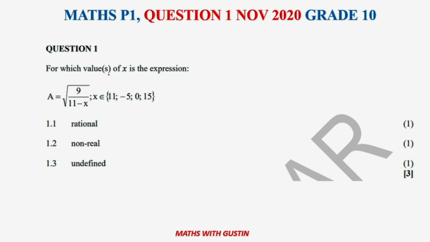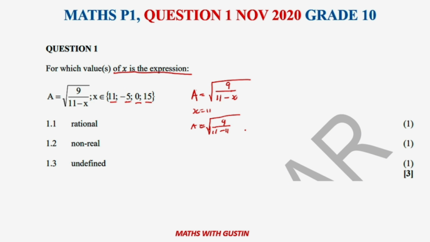They said find the values of x for the following expression below, and then they said x should be the element of 11, 5, 0 and 15. All right, the best thing to do here is just to come here and say a, then you substitute these numbers here. You're gonna say 9 all over the square root of 11 minus x. All right, so now just come here and say, okay, what will happen when x is equals to 11? Let's have a look. A is equals to 9 all over the square root of 11 minus 11.